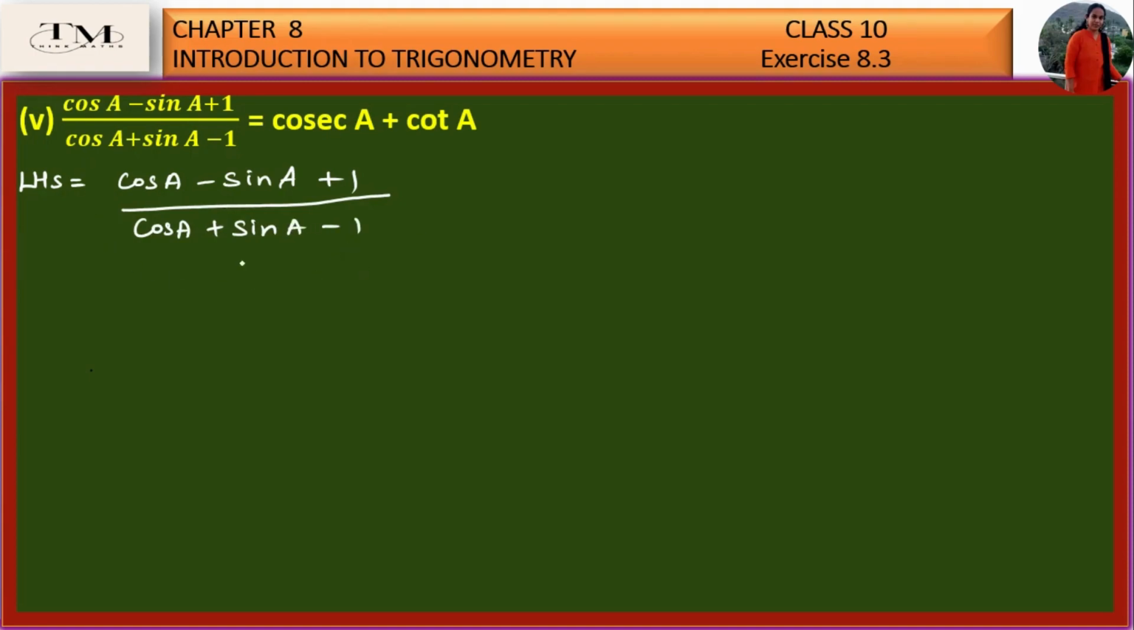So from this LHS, I am trying to get RHS. In RHS, we have cosecant and cot. So if we divide cos by sin, I will get cot. Sin by sin is 1. 1 by sin is cosecant. So what we can do, we can divide throughout by sin. Okay. So dividing by sin A throughout.